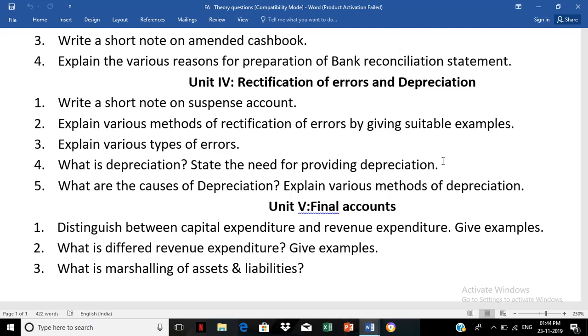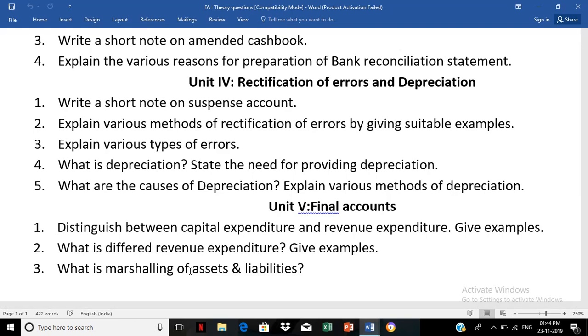Now, there is nothing but unit 4, and as for the last unit, we all know capital and revenue, again this will be repeated here with an example. And apart from that, marshalling of assets and liabilities. What do you mean by this? Nothing but division of assets and liabilities, where we have to show that is marshalling.